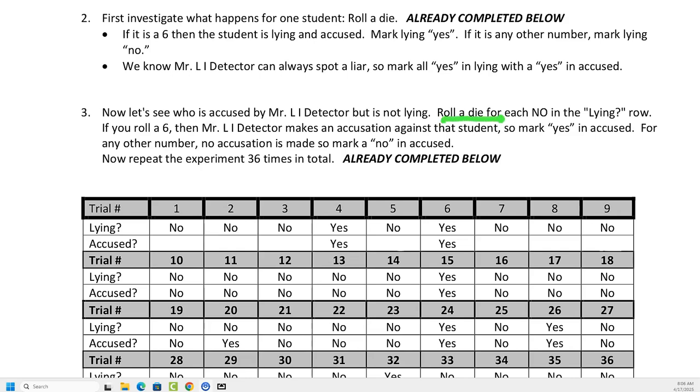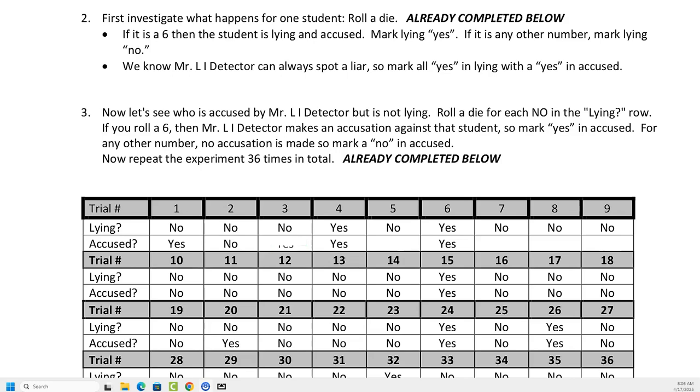And so they want us to roll the die again for each no. If you get a 6, then Mr. Lie Detector makes an accusation against that student, so mark yes in the accused. For any other number, no accusation is marked, so mark no. And you're going to do that 36 times. So the first time I roll the die and I got a 6, so I'm going to mark yes. So the person is not lying, but Lie Detector will accuse him. The next time I roll a 1, so that means he's not accused. The next time I roll a 6.